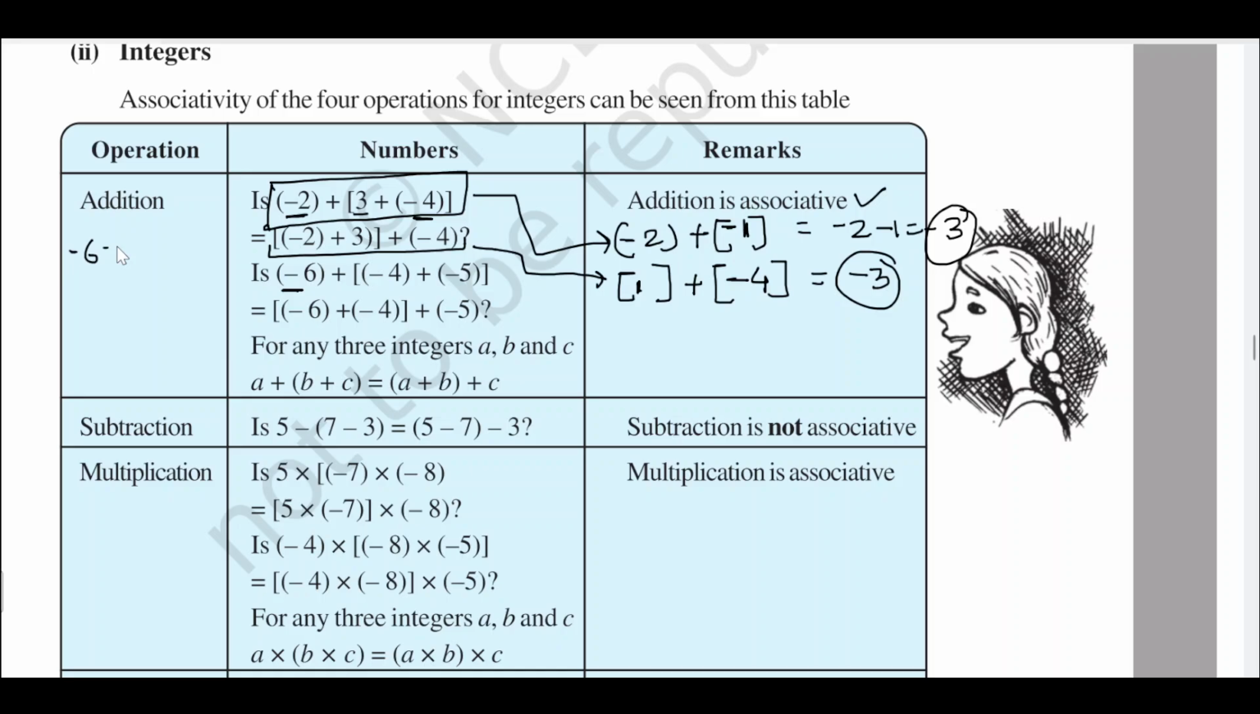-6 plus the bigger bracket, -4 plus -5, that is -9. Okay, result will be -15. Okay, then RHS side, first the bigger bracket, -6 plus -4, that is -10. Then this one plus -5. So -10 plus -5 will be -15. So LHS is equal to RHS. It is being proved.